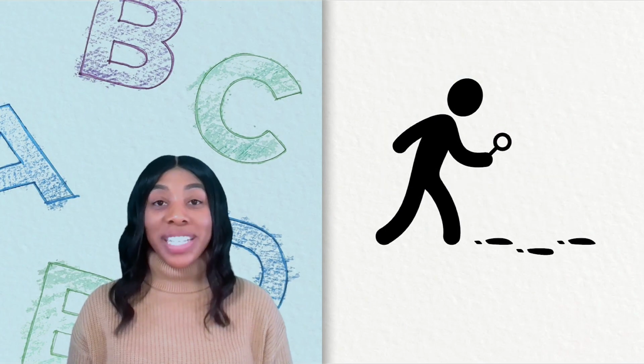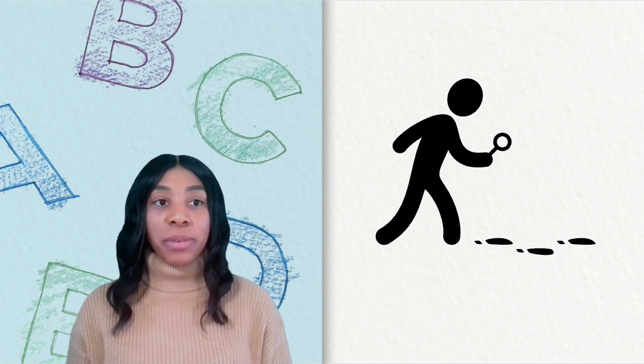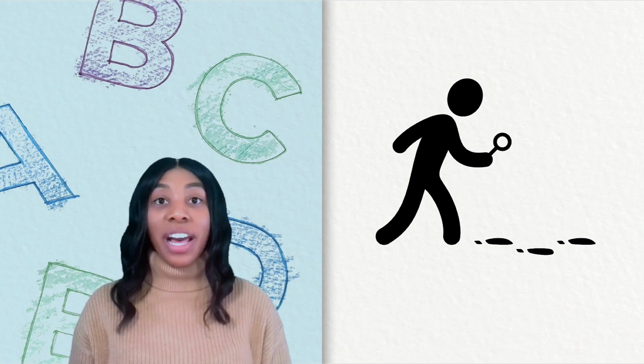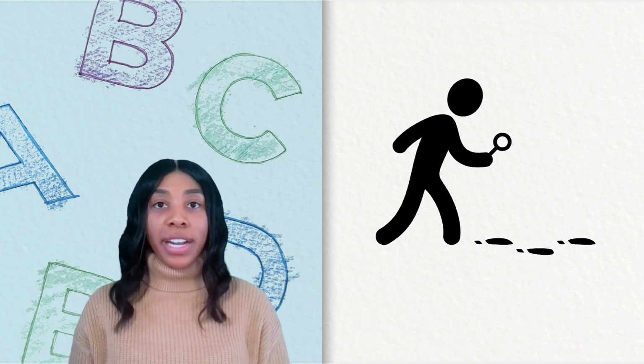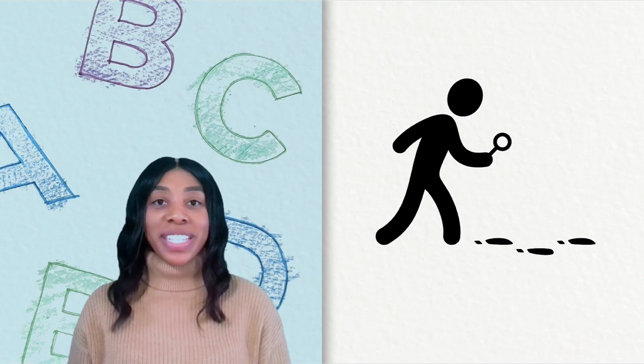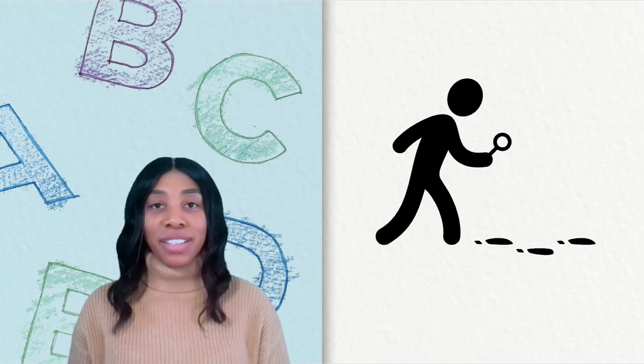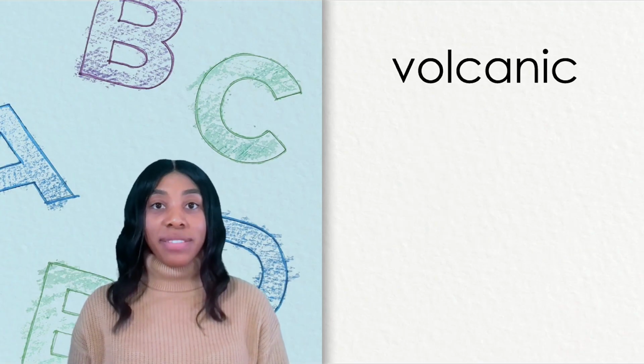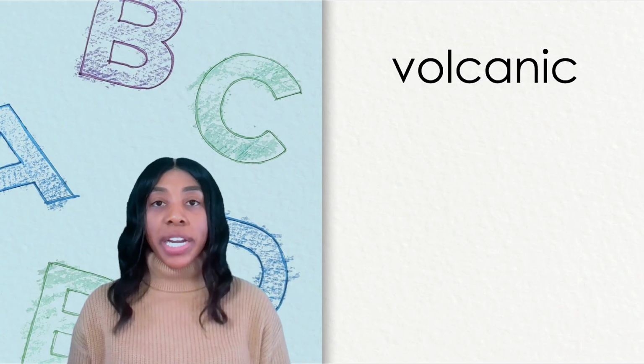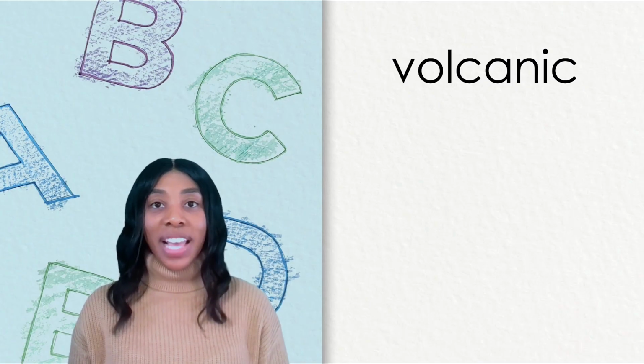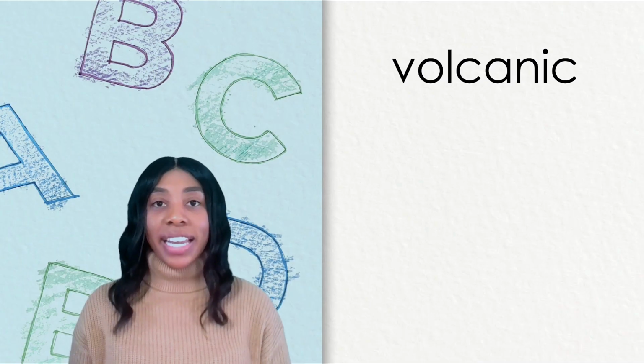Next, we are going to investigate longer words. You can look for syllables and use the syllable types to help you decode each word part. Go ahead and put your syllable sleuth hat on. It is time to be a detective. Here is our first word. How do we pronounce this word? Volcanic. Go ahead and clap out volcanic.